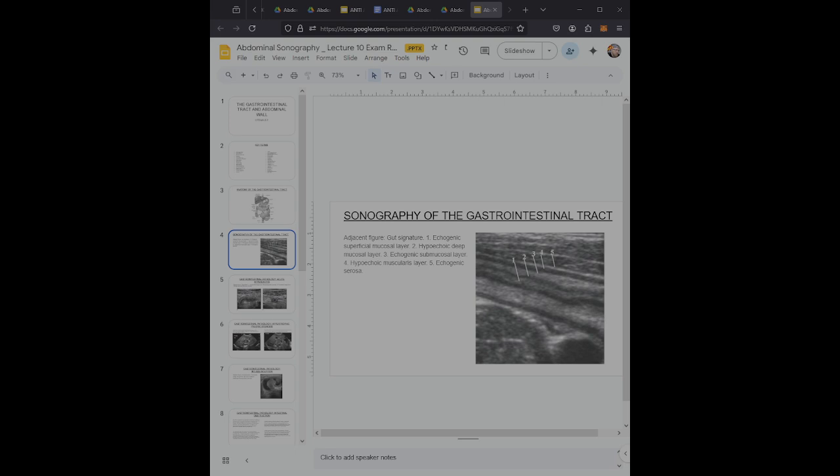So the layers of the gut include the superficial mucosa, which is the innermost layer, and it is quite echogenic. The deep mucosa is hypoechoic. The submucosa or the muscularis propria interface is echogenic. The muscularis propria is hypoechoic, and the serosa is echogenic. And you can see this right here: the echogenic superficial mucosal layer, which is number 1, the hypoechoic deep mucosal layer is number 2, then the echogenic submucosal layer is number 3, then the hypoechoic muscularis layer is number 4, and the echogenic serosa.